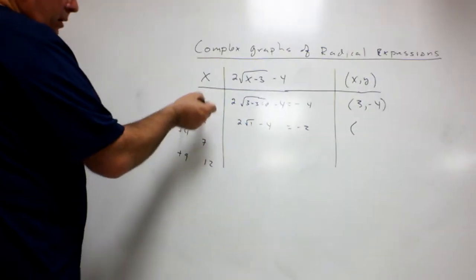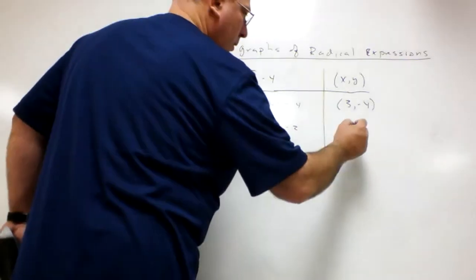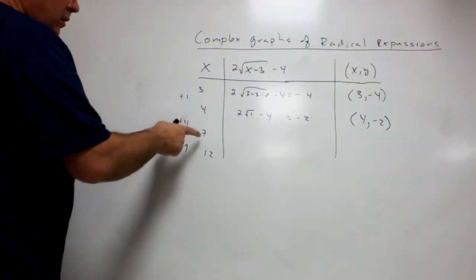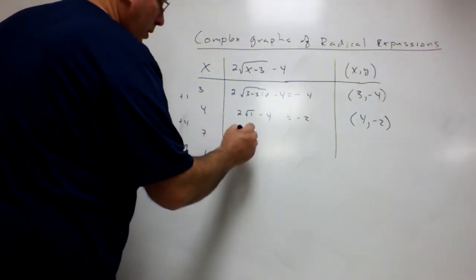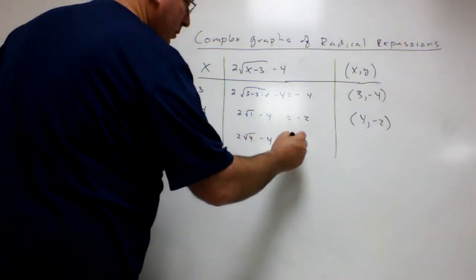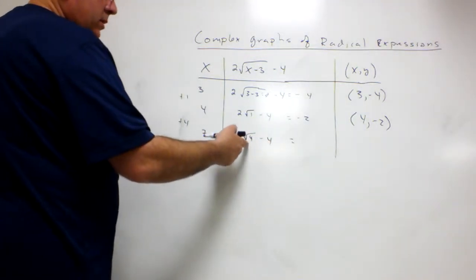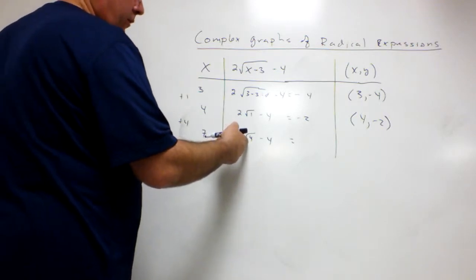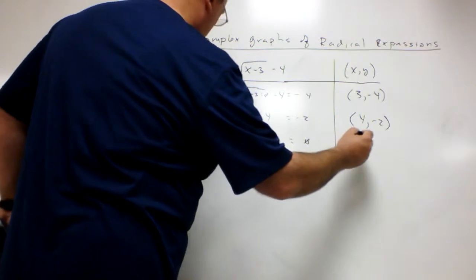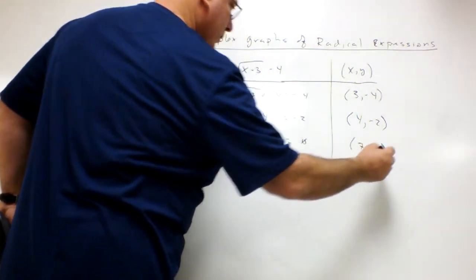So keep in mind that our x value is 4, but our output value is negative 2. If we put in 7, we get 2 times the square root of 4 minus 4. So that's why we're doing it. We're doing this to be smart. So it's 2 times the square root of 4, which is 2. 2 times 2 is 4, minus 4 is 0. So at 7, we're at 0.